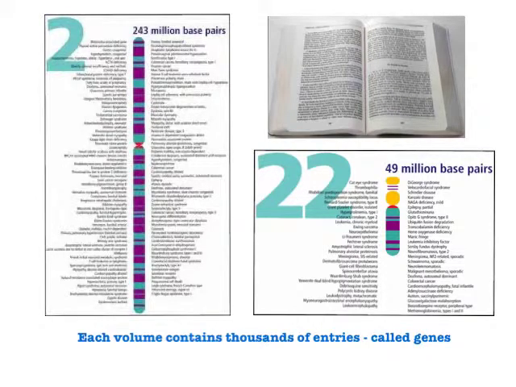Each one of those volumes has a bunch of different entries to it. Think about what a volume of an encyclopedia is. Page after page after page, set of instructions, set of instructions, set of instructions. And so here you can see two of those entries.